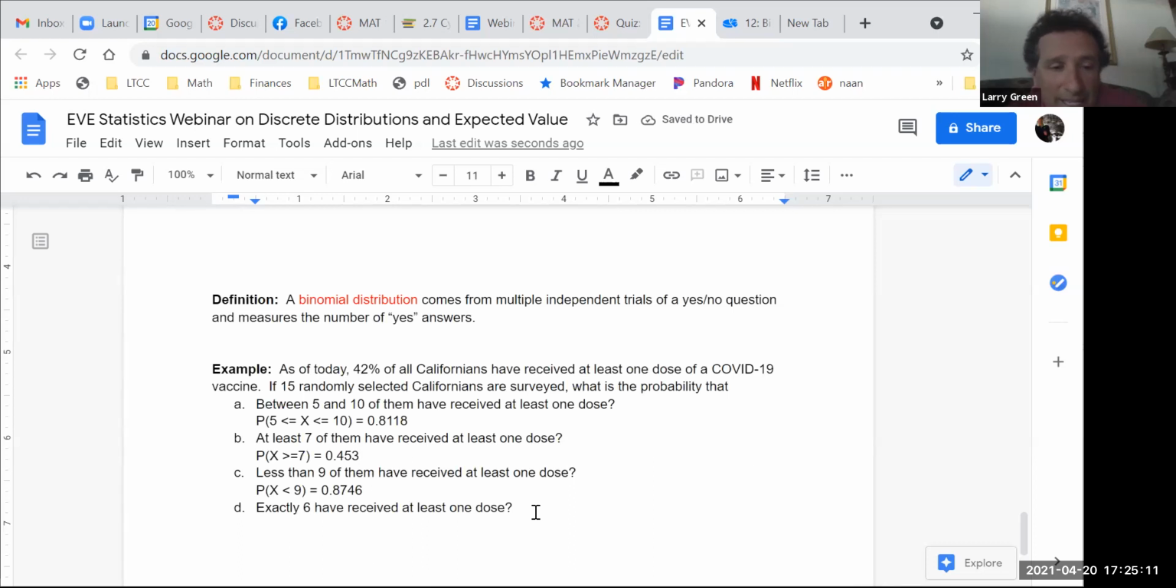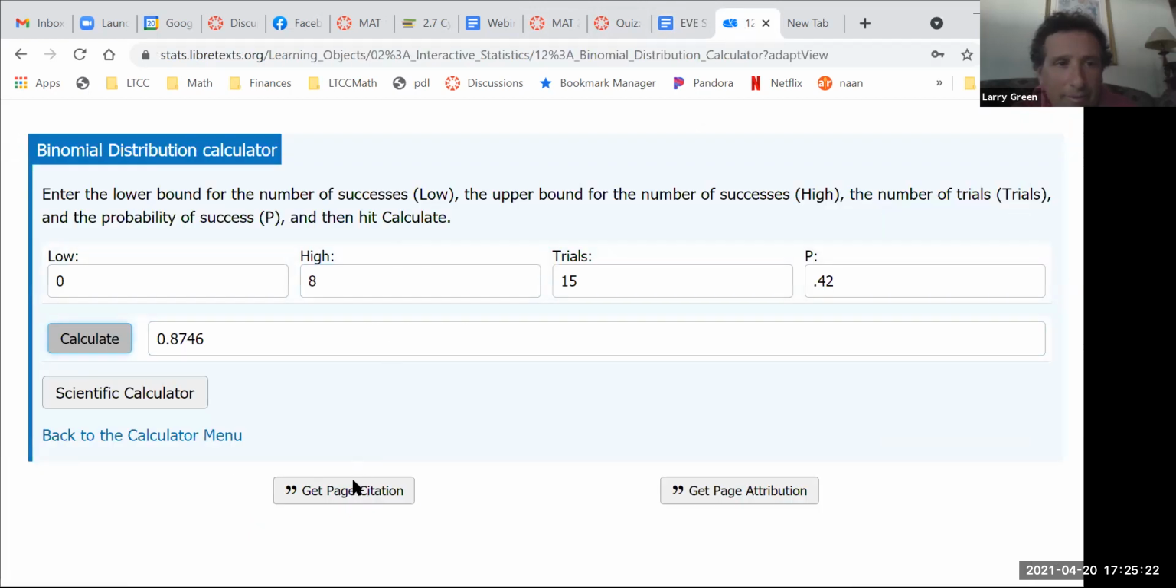Okay, exactly 6. So it's a probability that X is equal to 6. This is a little weird looking. It's not hard, but it's a little weird looking. What's the low to find the probability of exactly 6? Yeah, the low is 6. And the high is also 6. Because exactly 6, you can't be less than 6. You can't be greater than 6. You have to be 6. So low and high are both 6.